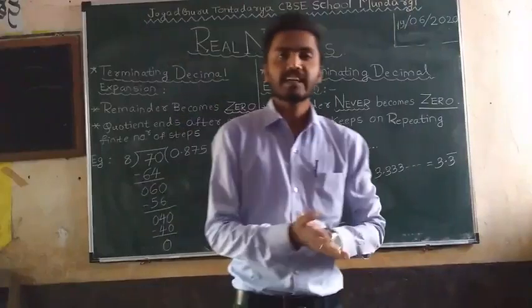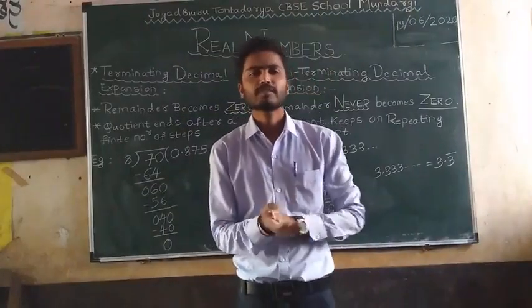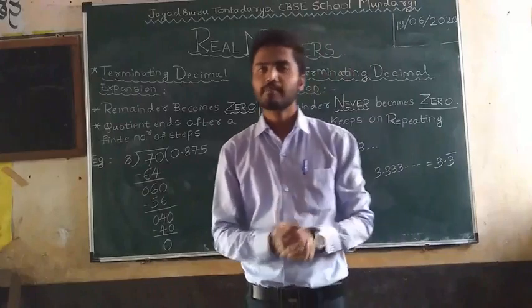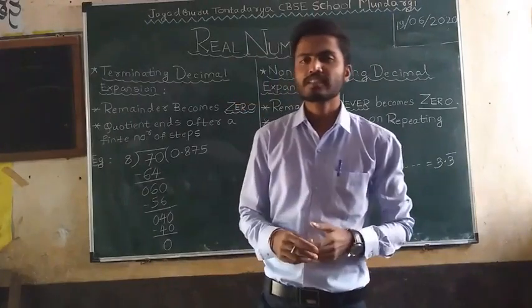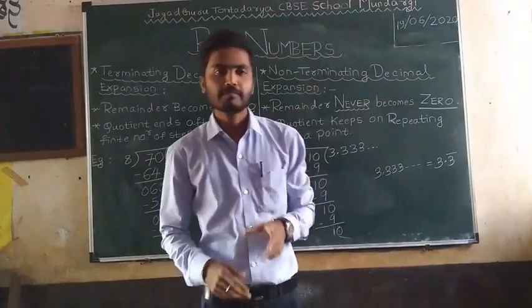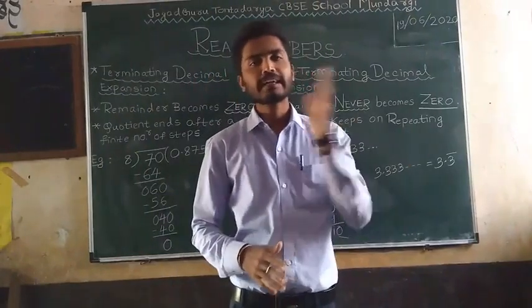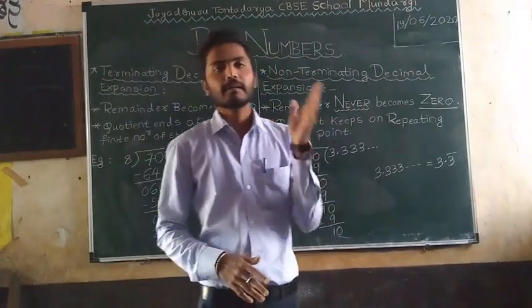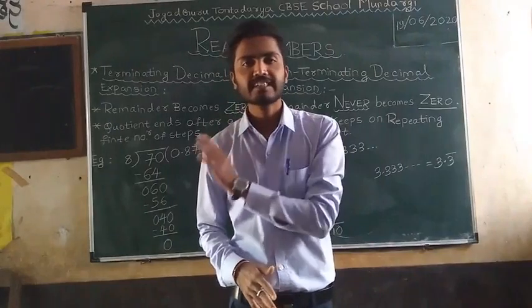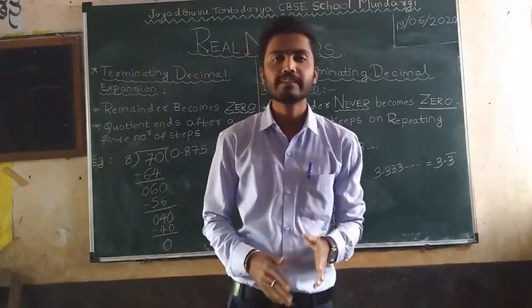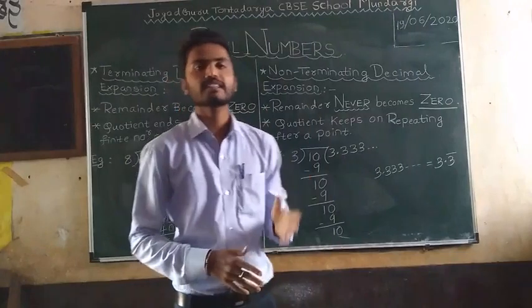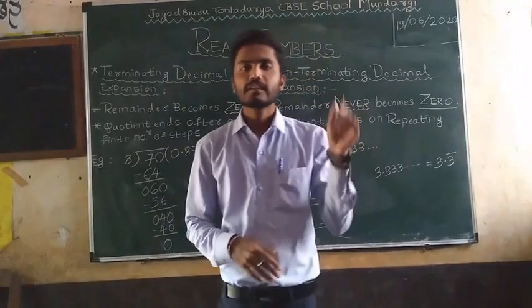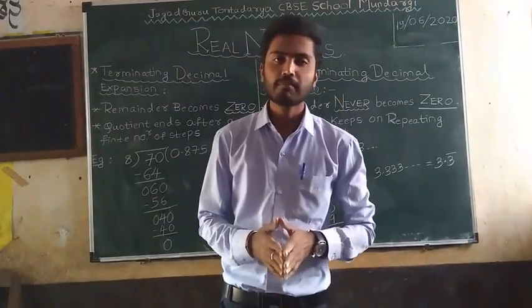In the last class, we studied some important theorems related to real numbers. So, which were those theorems? If p is a prime number and if p divides a square, then p certainly divides a, where a is any positive integer. Also, in the last class, we proved that root 2 is an irrational number.